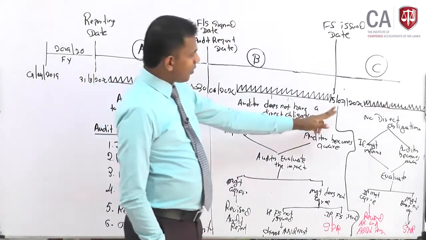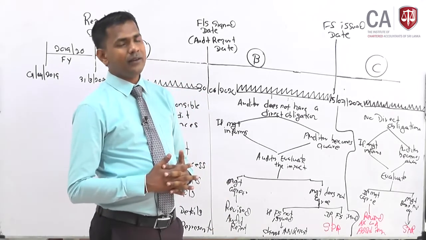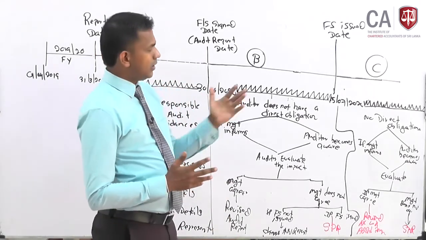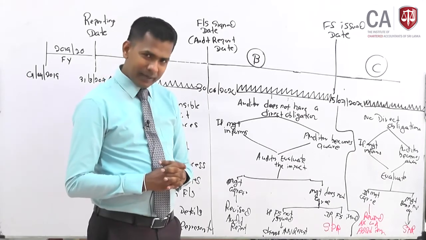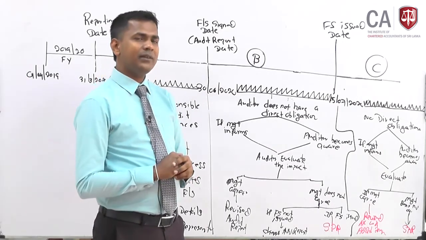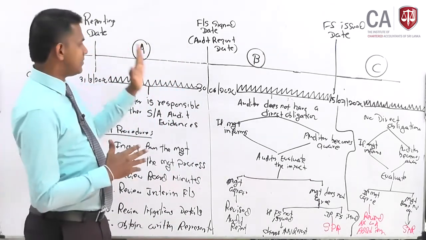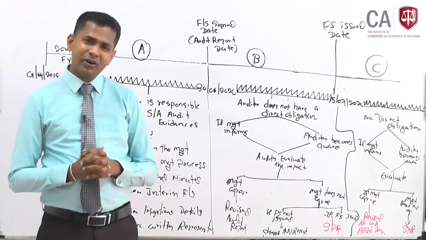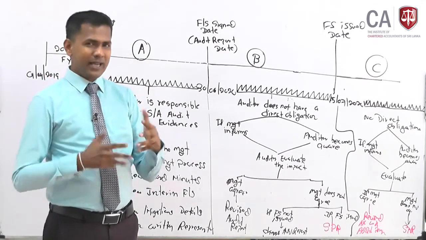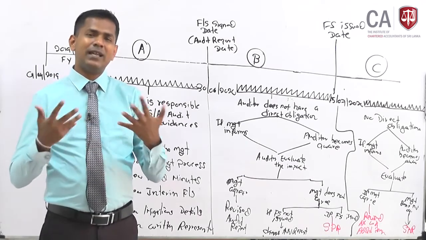Then again, the auditor does not have a direct responsibility or a direct obligation towards the incident happening. But if the management informs us or the auditor becomes aware, then the auditor is going to evaluate the impact on the financial statements, whether there is an impact on the financial statements prepared as at the reporting date. In such circumstances, the auditor evaluates and sees the impact.